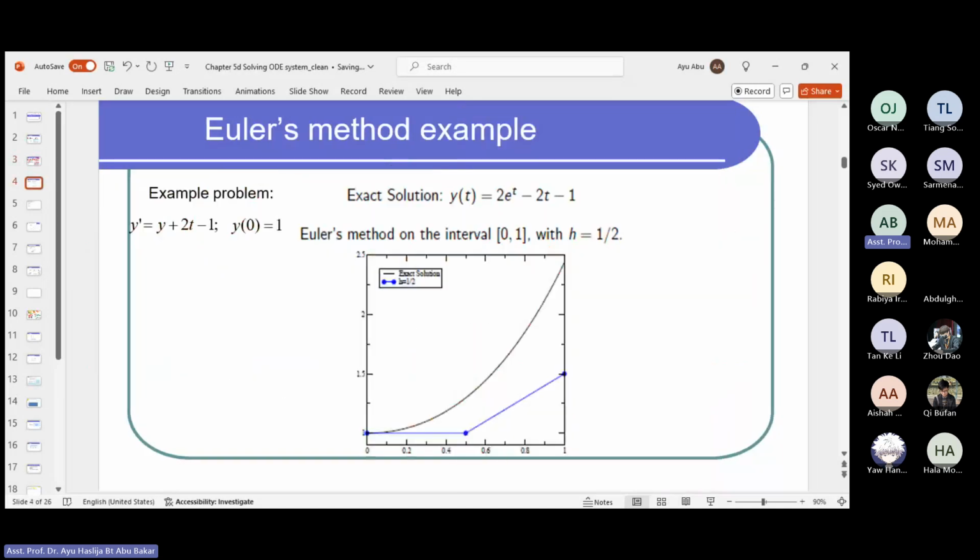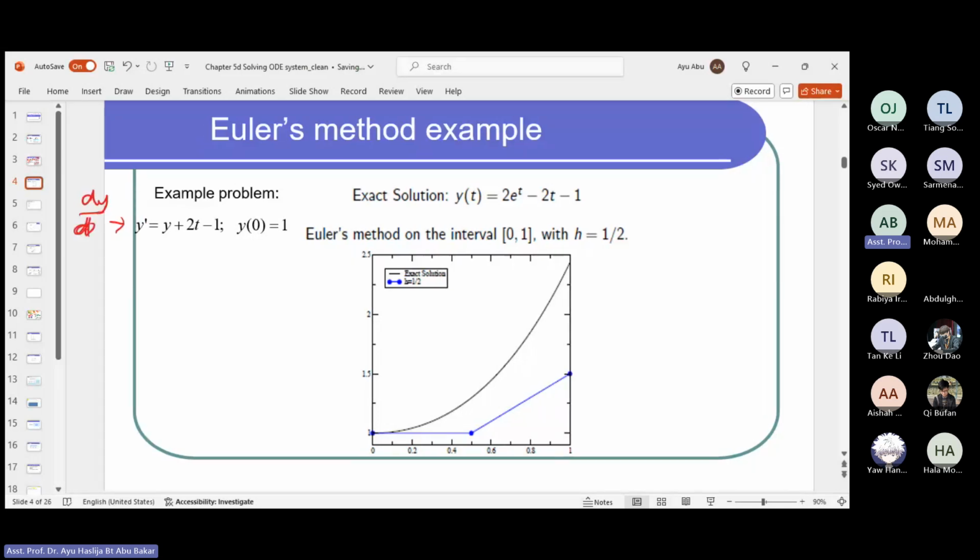Now we do this example. Given the example, y prime, which means dy dx, the slope equation. Given this equation, then y0 equals 1, meaning that at x0, y equals 1. So this is your starting point.